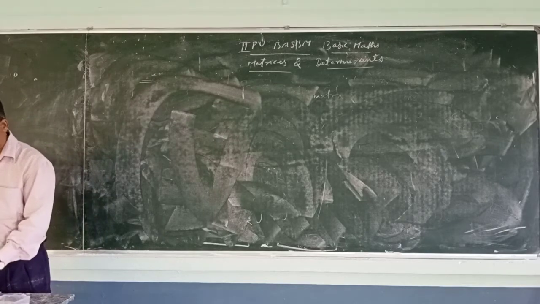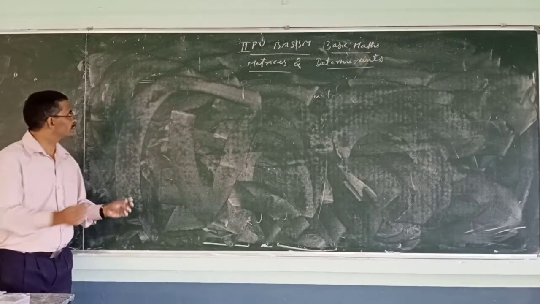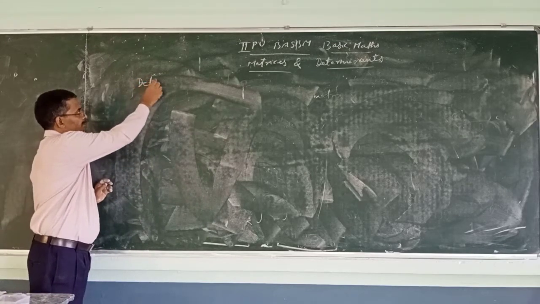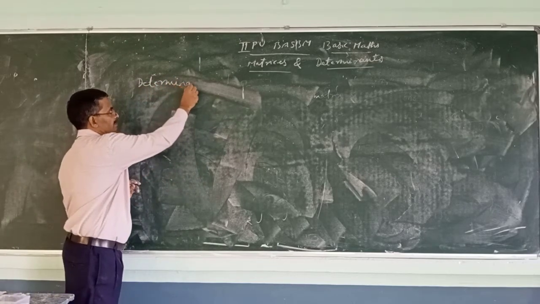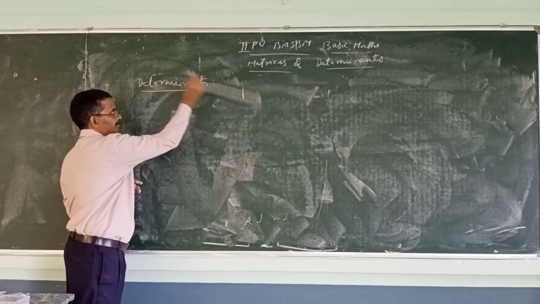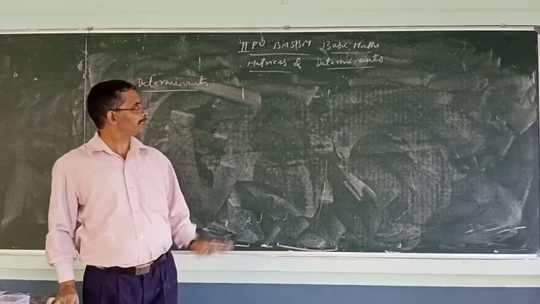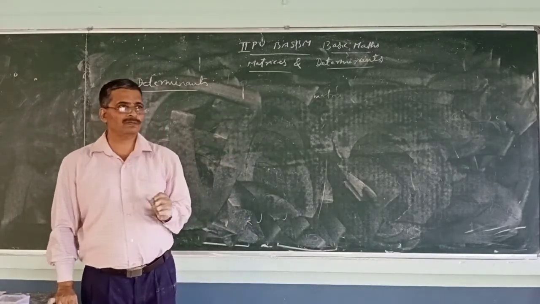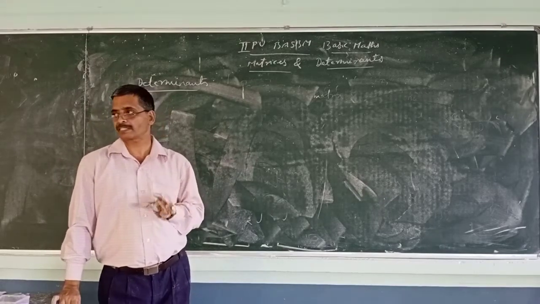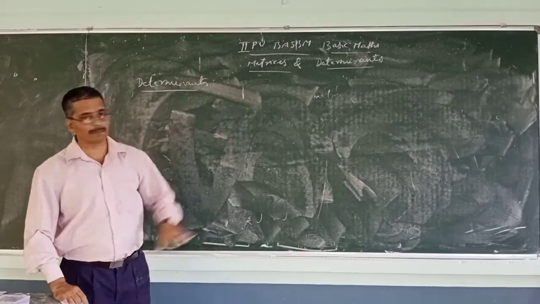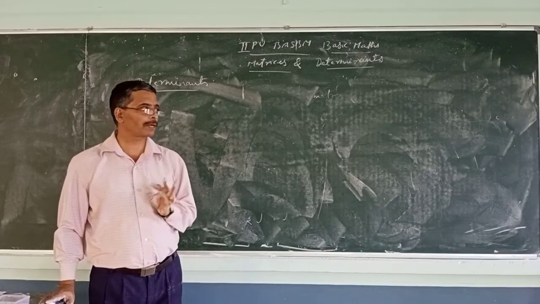Next topic is determinants. What is a determinant? Now this concept will apply for square matrices. Determinants will apply for square matrices only. So a determinant is a number. It is a number associated with a square matrix.